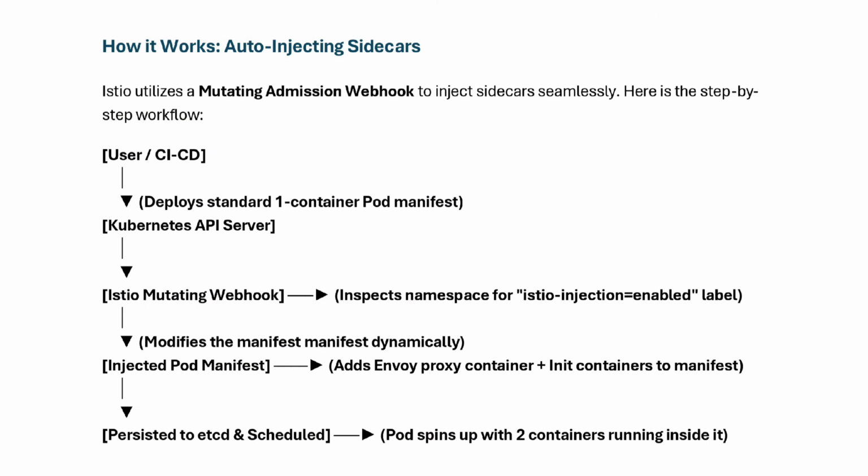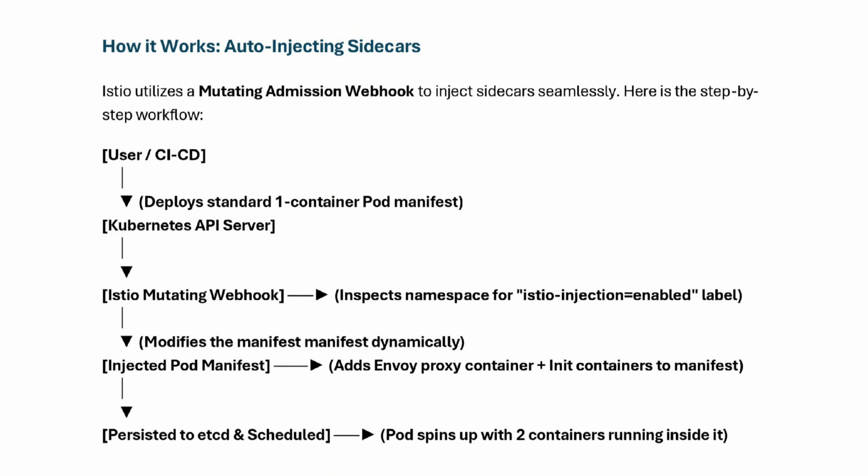Now let's understand how this actually works, meaning auto injecting sidecars. Istio utilizes a mutating admission webhook to inject sidecar containers seamlessly. As I mentioned, there exist 2 types of dynamic admission controllers. One is validating and second is mutating. For sidecar containers injection, mutating dynamic admission controller webhook is utilized by Istio.